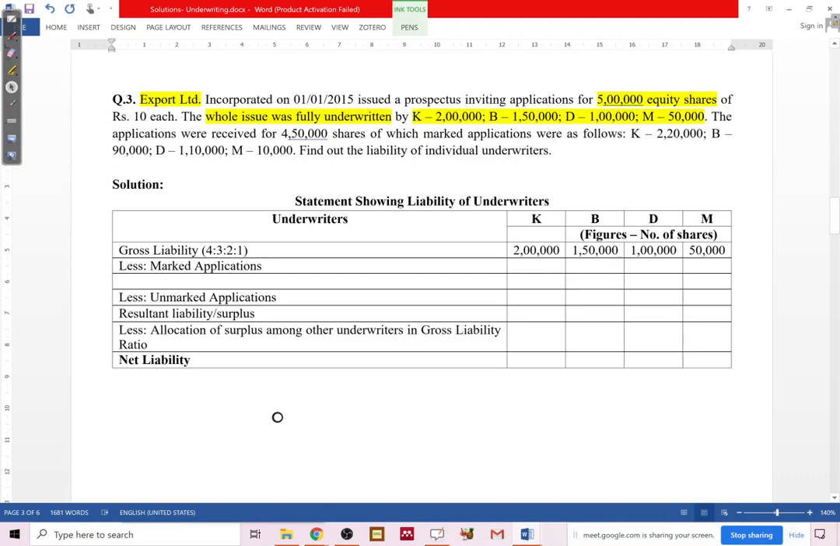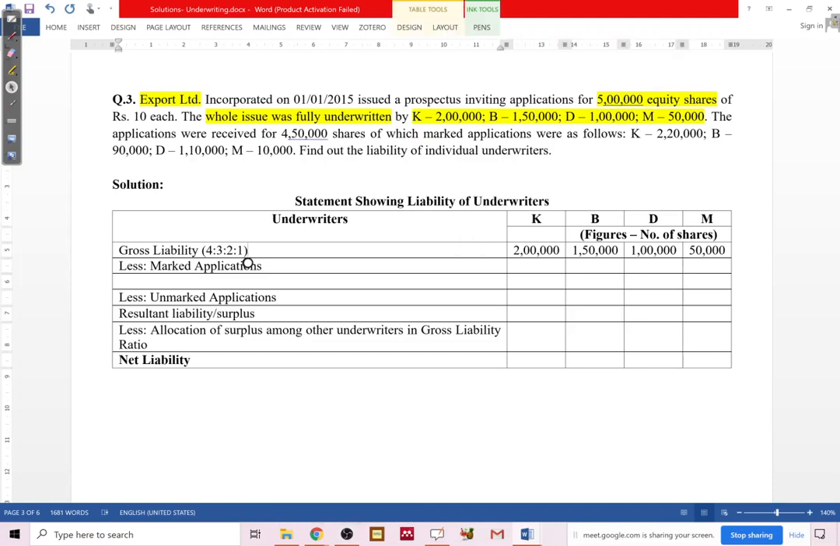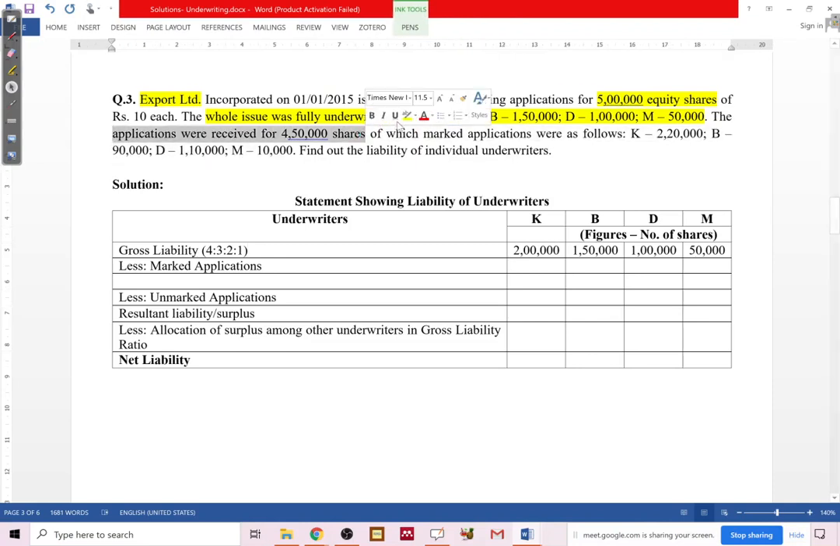Now, marked applications. We have the agreement liability. As per agreement, this much was the liability. Now let's see how much they actually managed to sell, how many applications each one managed to sell. The applications were received for 4,50,000 shares. Again, pay attention. The company issued 5 lakh equity shares, and out of this people applied only for 4 lakh 50,000 shares.